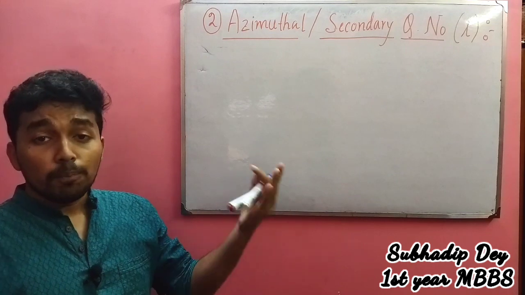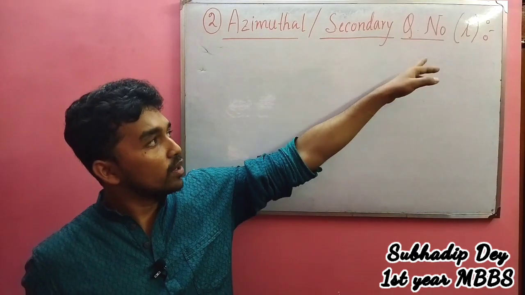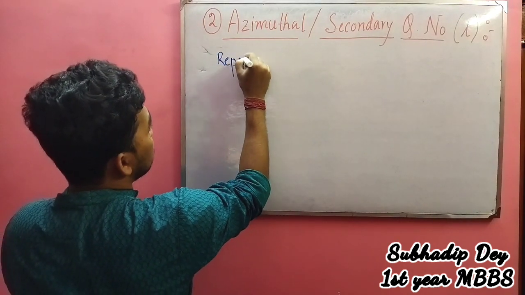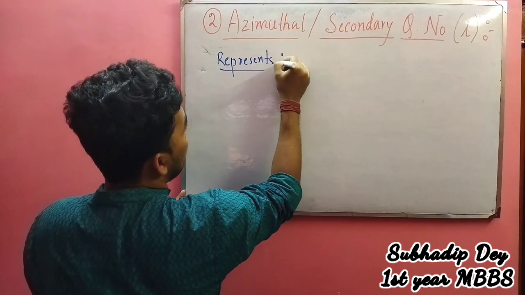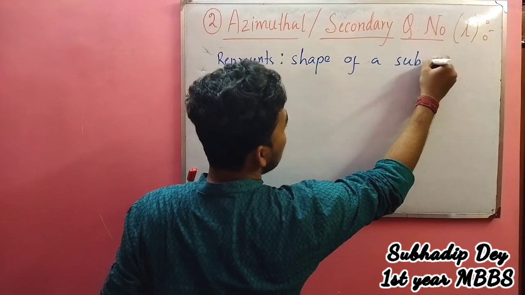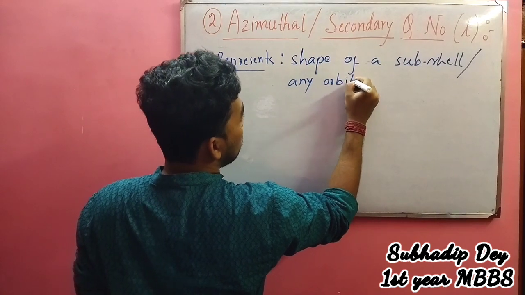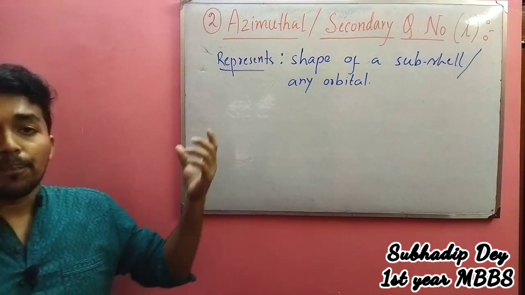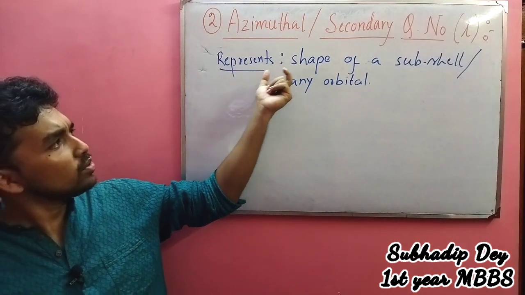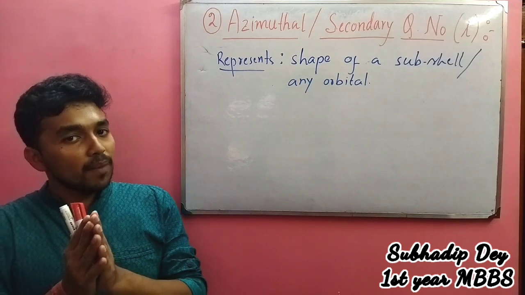Just like the principal quantum number was denoted by small n, azimuthal quantum number is denoted by small l. और ये represent क्या करता है? It represents the shape of a subshell or any orbital. So please remember this point, that principal quantum number represents the size of a shell, but azimuthal quantum number represents the shape of a subshell or any orbital. Please remember this point in your mind.